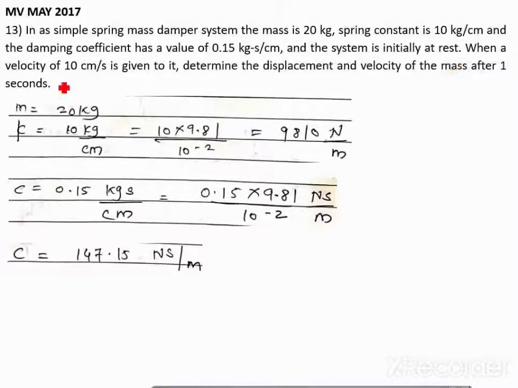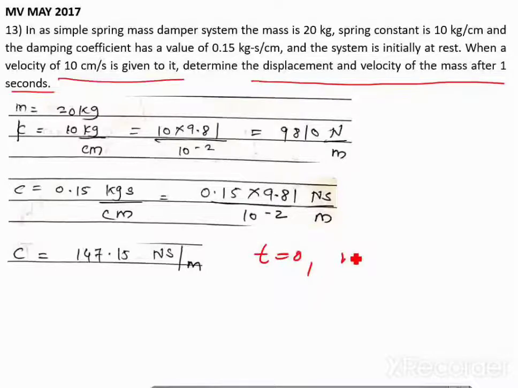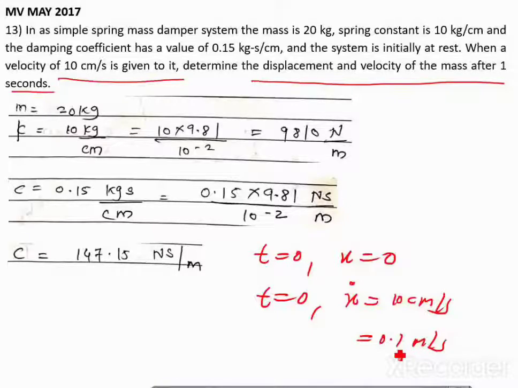Now the initial conditions are given. When a velocity of 10 centimeter per second is given to it, determine the displacement and velocity of the mass after 1 second. So what are they saying? The initial conditions are: at t equal to 0, x is equal to 0. These are the same initial conditions I assumed in that derivation. Here, at t equal to 0 the displacement is obviously 0, and at t equal to 0 the velocity x dot is 10 centimeter per second. That is 0.1 meter per second, because 10 multiplied by 10 raised to minus 2. So these are the initial conditions.